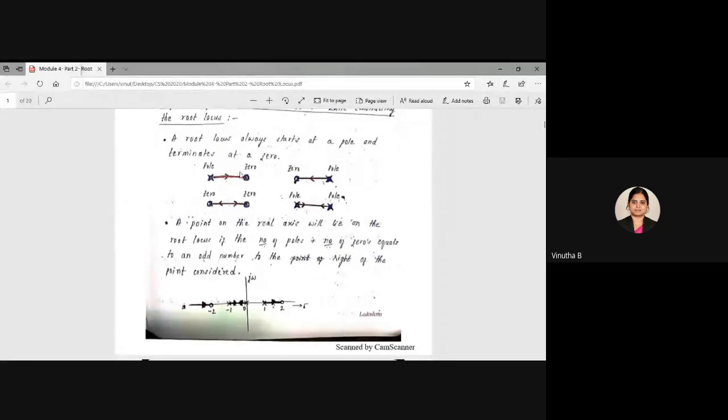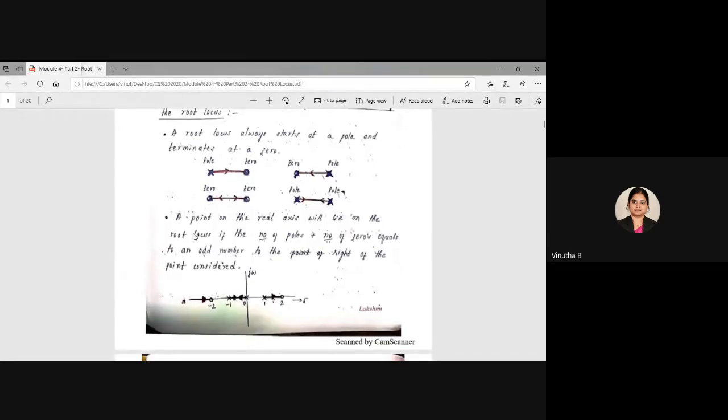Whenever we come across situations where you find a pole and a zero adjacent to each other on the root locus, the arrow will be like this. Then if you find a zero and a pole like this, the arrow will again be from pole to zero. If there are two zeros adjacent to each other, you have to show the arrows like this. And if there are two poles adjacent to each other on the root locus, then you have to show arrows like this. So this is how you have to remember whenever you come across such conditions on the root locus.